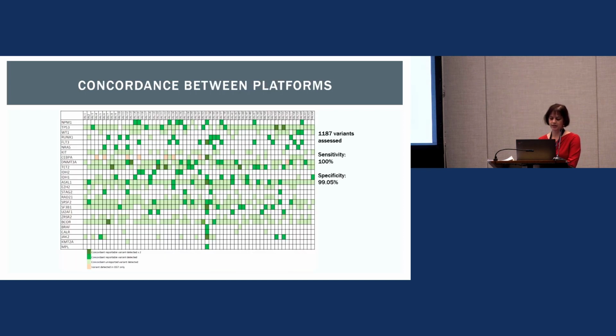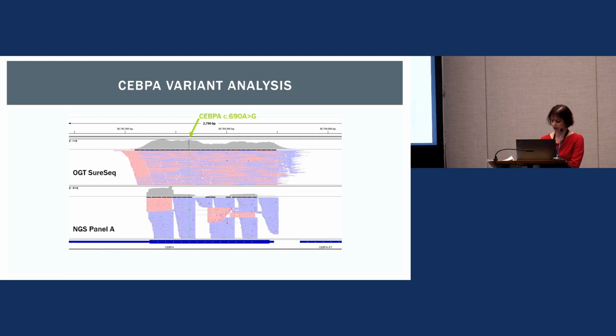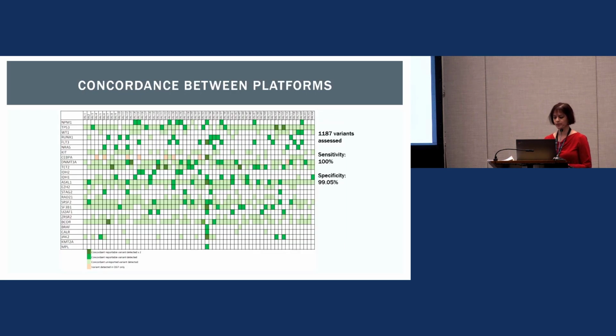We also assessed 48 specimens that were included in this validation study. We looked at 1,187 variants across the total genes that we were examining. The dark green represents pathogenic variants, and the light green are variants that are benign and not reported on our reports. In doing so, we had 100% sensitivity for all of the variants that were detected by the two platforms and a specificity of greater than 99%.